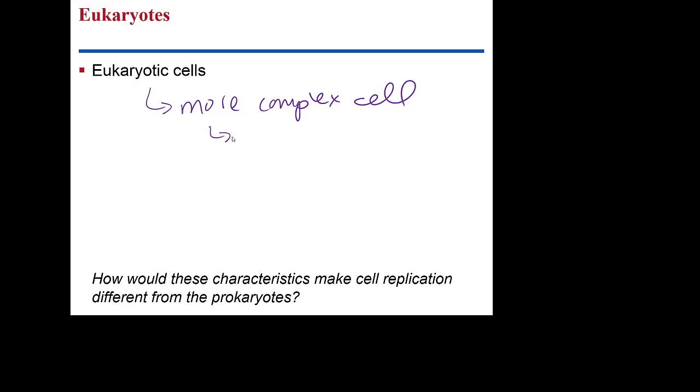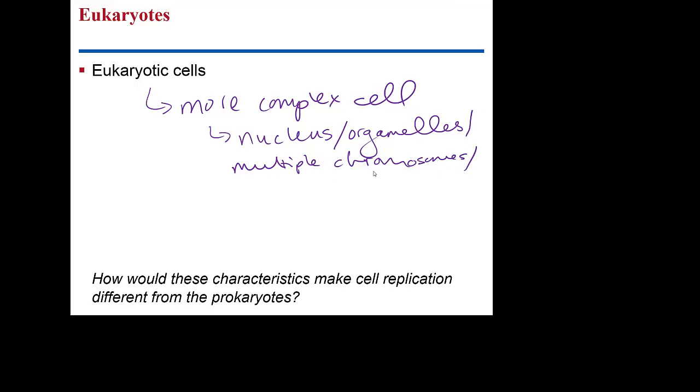Eukaryotes are going to have to deal with a nucleus. They're going to have to deal with organelles, multiple chromosomes, many proteins, and other macromolecules. There's a lot more going on, okay? So when we look at the process of dividing a eukaryotic cell, it's going to make it not only different, but a little more complex than we saw in our prokaryotes. Let's start with the chromosomes.